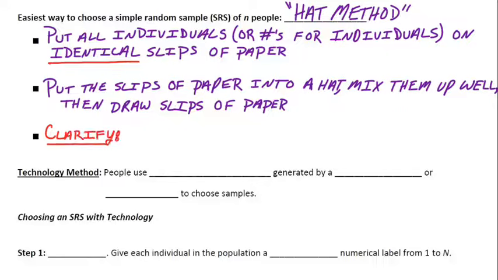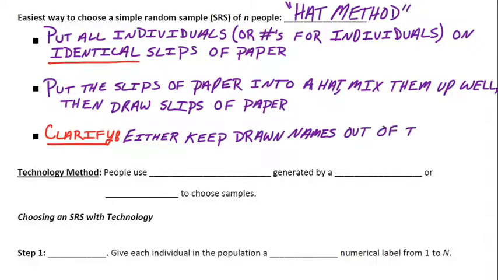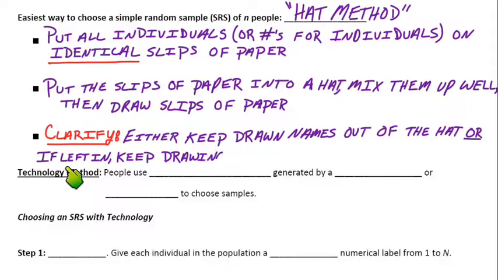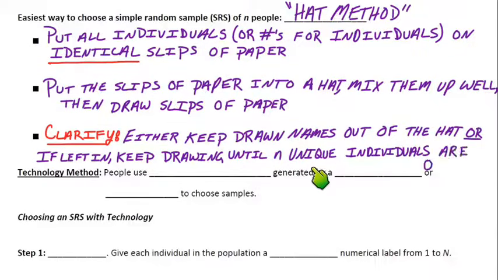Last step, you just need to clarify what you're going to do. So either you're going to keep the names out after you draw them, like you draw them, you put them to the side, you keep them out. Or if you're just drawing them and looking at them and throwing them back in the bag, you need to say, if you leave them in, you're going to keep drawing until n unique individuals. So n is however many, say you're doing a sample of 10, until you get 10 unique individuals. Or n could be 20 if you got a sample of 20. So you're going to keep drawing until you get n unique individuals.